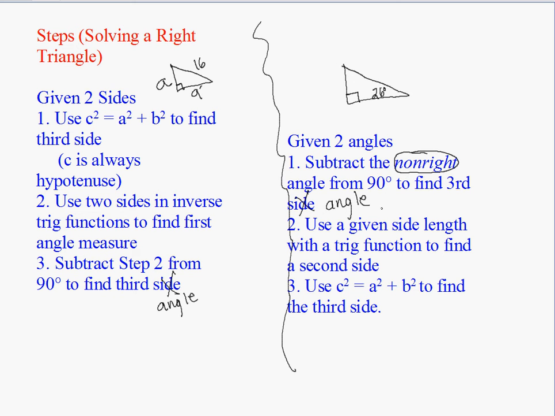Step 2: use a given side length. They will always give you a side length. Use a given side length with the appropriate trig function to find a second side. So if you're given 26, this is your opposite. Remember, you can use sine for opposite, or you can use tangent for opposite. It doesn't matter which one, because you're going to have to find that second side. And then finally, you're going to use c squared equals a squared plus b squared to find the third side. Go ahead and write these down.